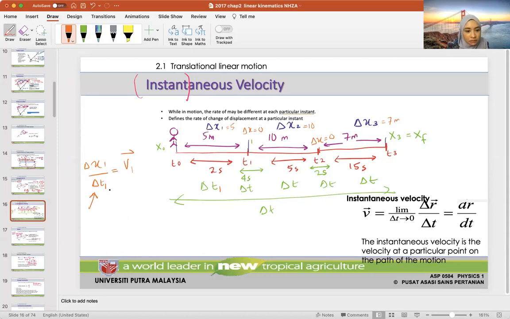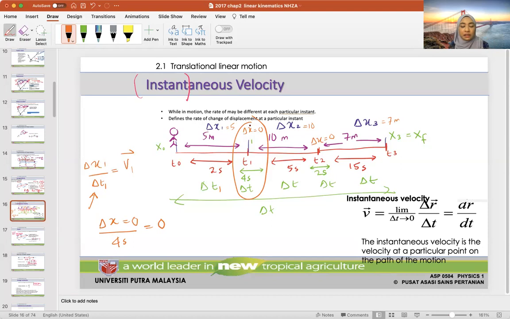The duration of time here is smaller than the total duration of time. Boleh ke saya nak cari instantaneous velocity kat sini? Boleh, let's try it. So let's delta x equal to 0 over 4 seconds. 0. The instantaneous velocity at this point where Fatihah was resting is 0. Kenapa nama dia instantaneous? Sebab duration of time tu adalah kecil. It's the short amount of duration of time when the displacement happens.